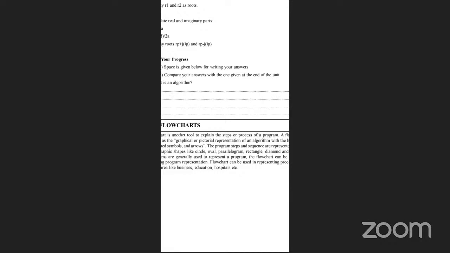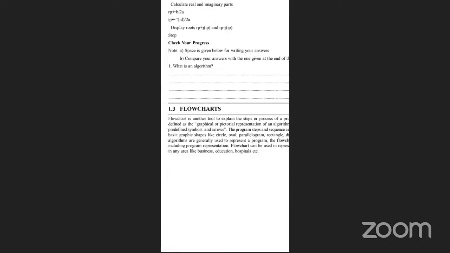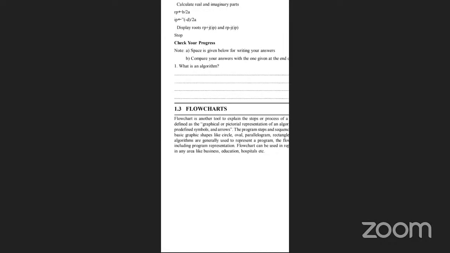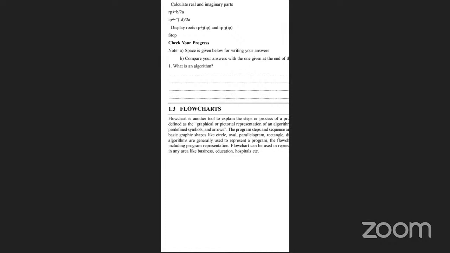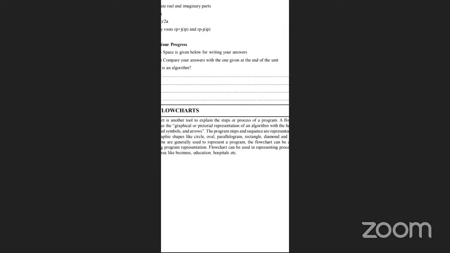One can know that flow chart is another tool to explain the steps or process of your program. A flow chart can be defined as the graphical or pictorial representation of an algorithm with the help of different predefined symbols and arrows. The program steps and sequence are represented with different basic shapes like circle, oval, parallelogram, rectangle, diamond, and arrows.